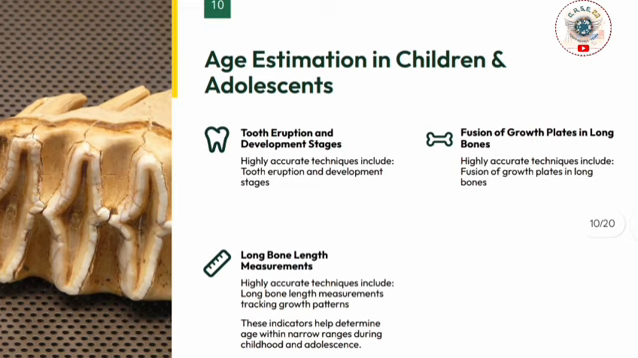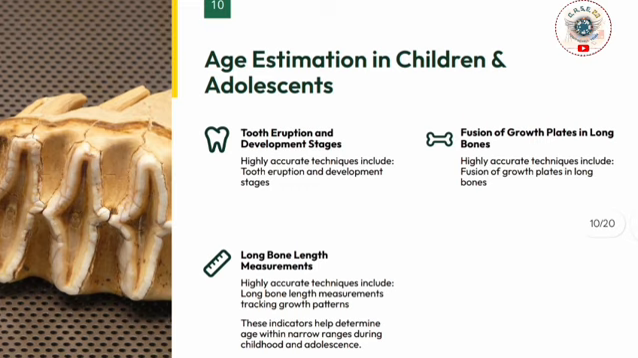For example, specific teeth erupt at very predictable ages. Growth plates, called epiphyses, also fuse at known age ranges. The medial end of the clavicle, for instance, is one of the last areas to fuse, usually around the early 20s. In adults, age estimation becomes more complex.